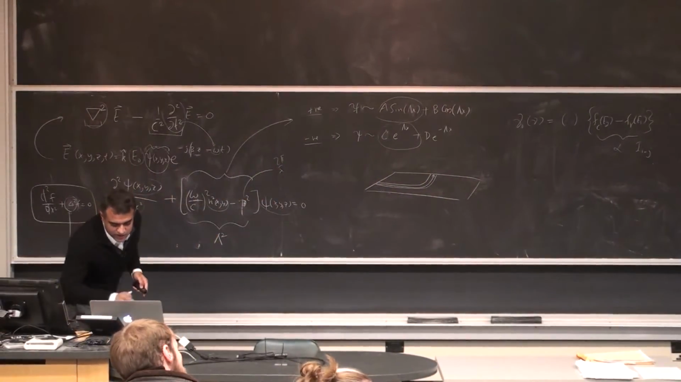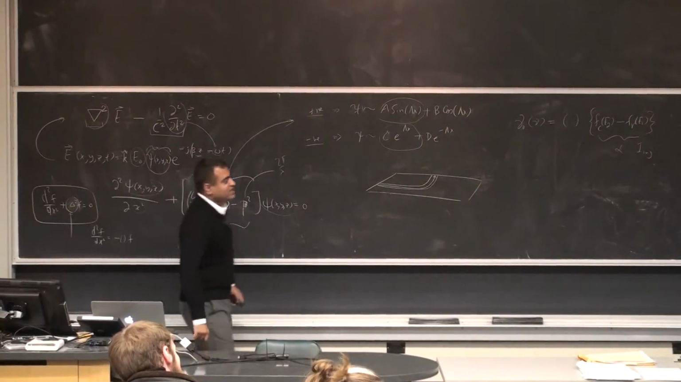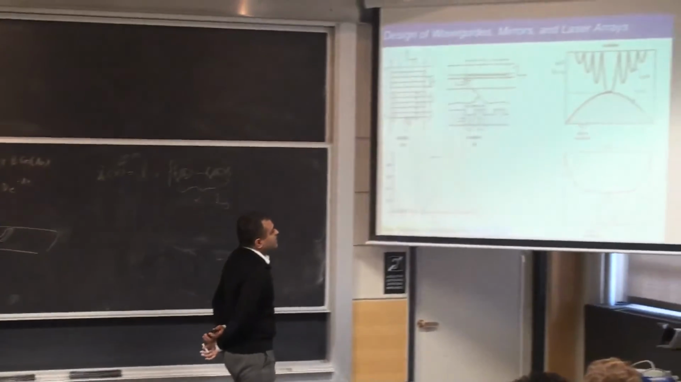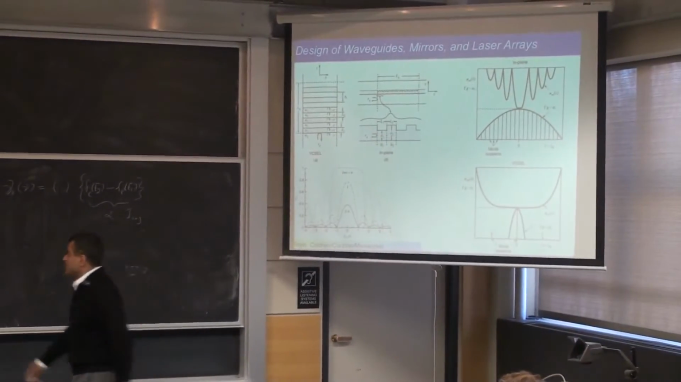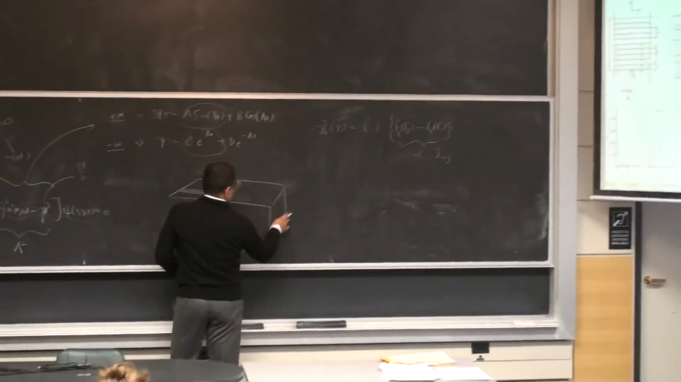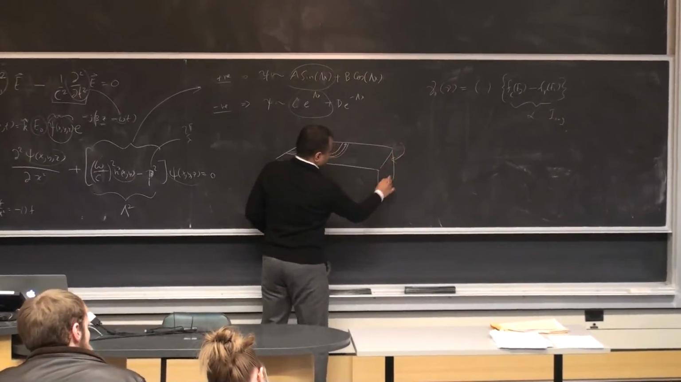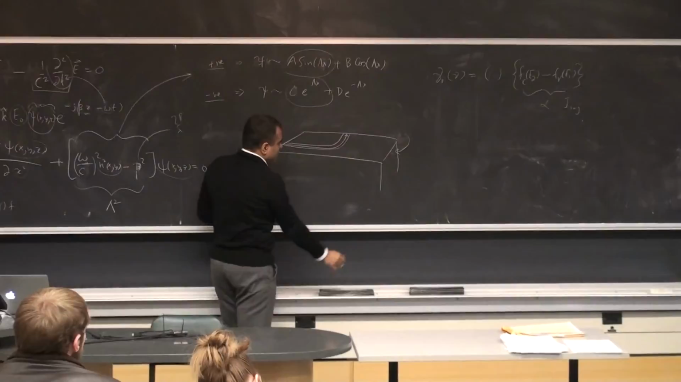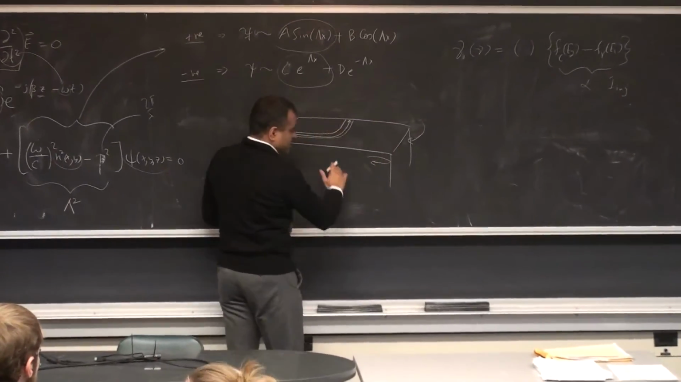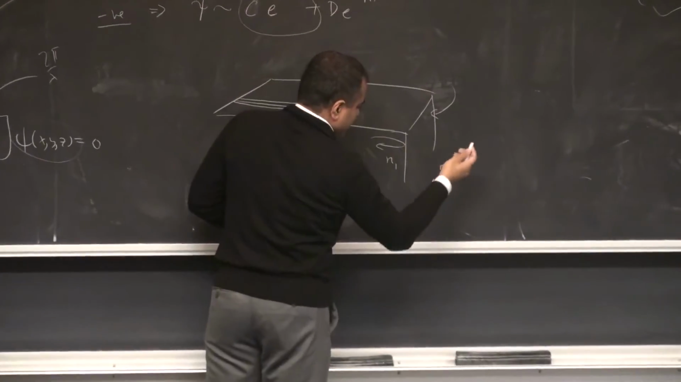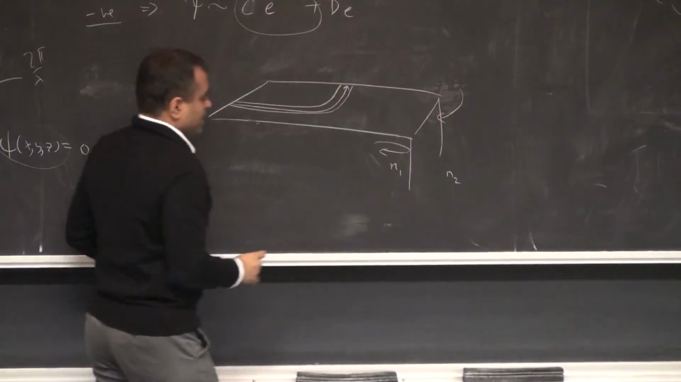Okay, so the next topic is design of mirrors, and we had discussed earlier that you can take a semiconductor block and cleave a facet of it. It's a crystal, so it can cleave along an atomically smooth plane, and then you can have reflection from the difference in the refractive index, N1 and N2 being air.